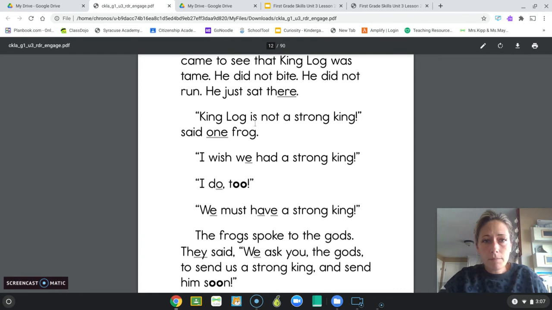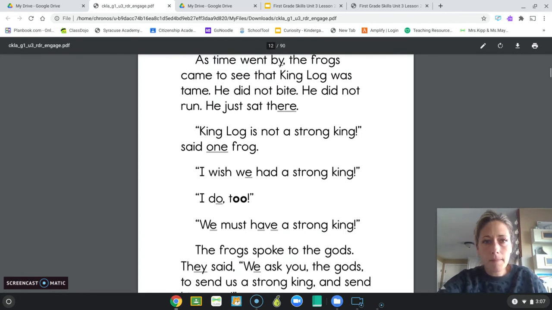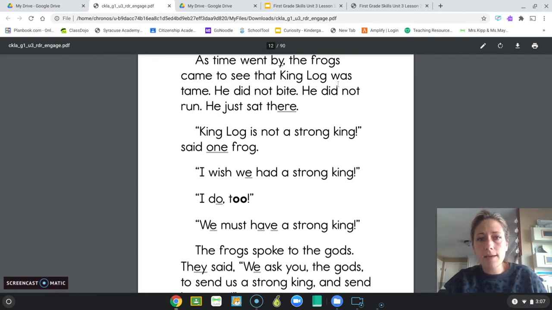As time went by, the frogs came to see that King Log was tame. He did not bite. He did not run. He just sat there. "King Log is not a strong king," said one frog. "I wish we had a strong king." "I do too." "We must have a strong king."